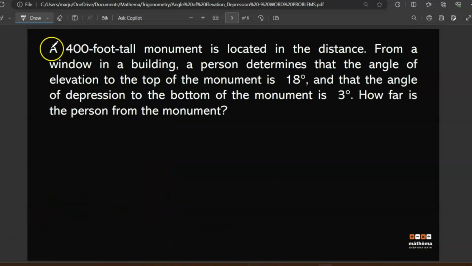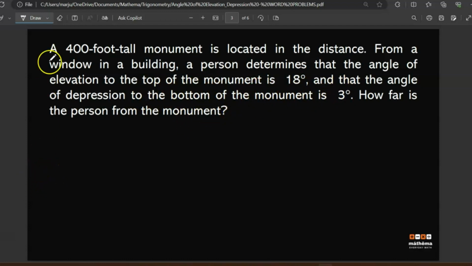For the second item, it says here a 400-foot tall monument is located in the distance. From a window in a building, a person determines that the angle of elevation to the top of the monument is 18 degrees and the angle of depression to the bottom of the monument is 3 degrees. How far is the person from the monument?